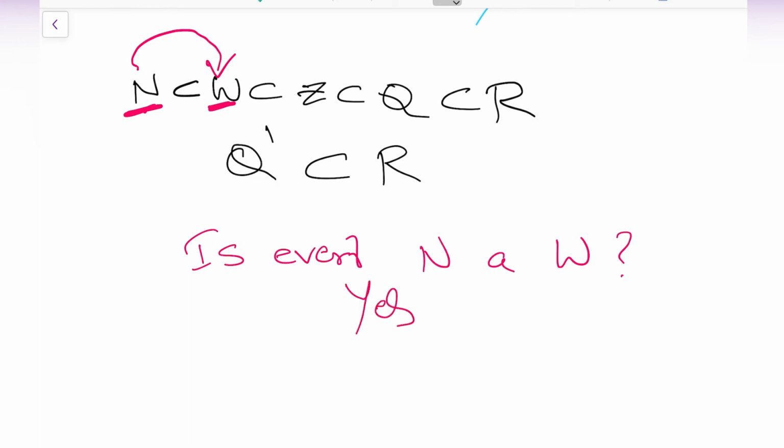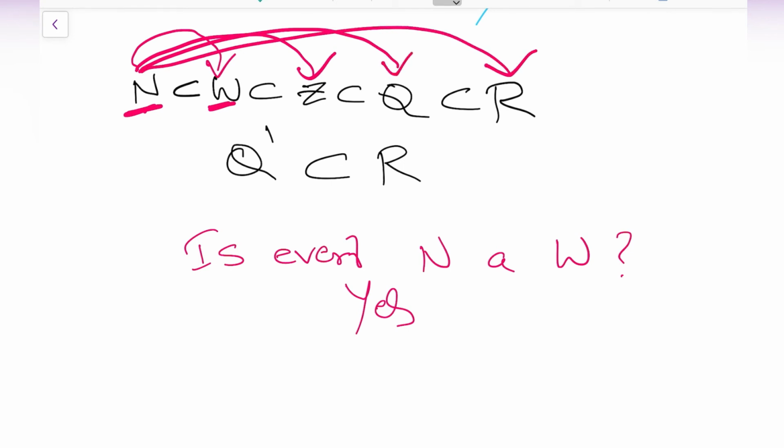Of course, every natural number is a whole number, because natural numbers start from 1. So 1 is a whole number, 2 is a whole number, 3 is a whole number, as well as they are natural numbers also. So every natural number is a whole number. The same way, every natural number is an integer, yes. Every natural number is a rational number, yes. Every natural number is a real number, obviously, yes.